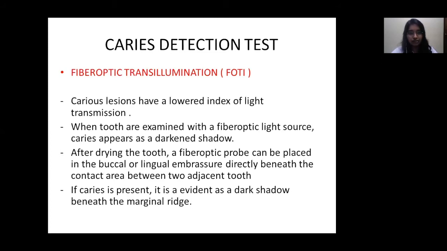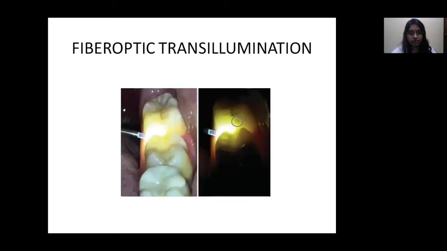After drying the tooth, a fiber optic probe can be placed in the buccal or lingual embrasure directly beneath the contact area between the two adjacent teeth. If caries is present, it is evident as a dark shadow beneath the marginal ridge. This is a picture showing a fiber optic transillumination test.